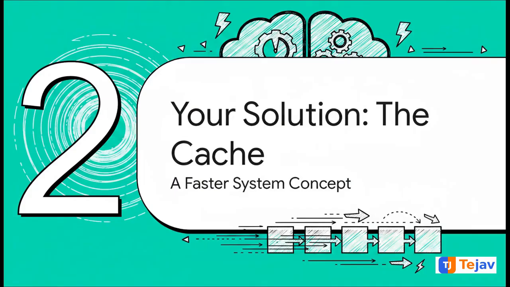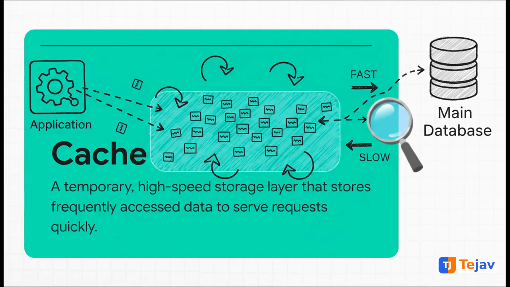So how in the world do we fix this? Now your first thought might be, hey, let's just buy a bigger, more powerful database. But there's a much smarter, way more elegant solution, and it's a technique called caching. So what is a cache? At the end of the day, it's just a small, super fast layer of storage that sits right between your user and your main database. Its whole job is to hold on to the data that people ask for all the time, so you don't have to make that long trip to the database every single time.